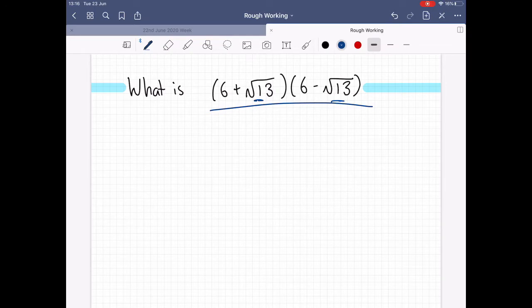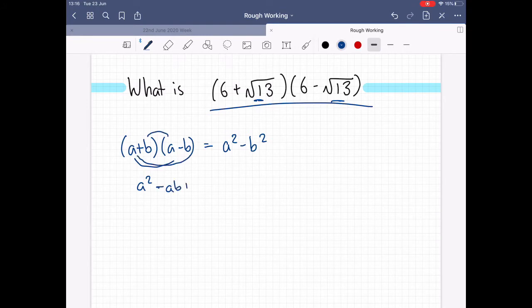And the second thing, when you have (a + b)(a − b), this simplifies to a squared take away b squared. Because what you do is you multiply a times a, which is a squared, and then a times minus b, which is negative ab, and then b times a, plus ba, and then b times negative b, negative b squared. And because you have ba take away ab, they cancel out to 0, and you're left with a squared take away b squared.